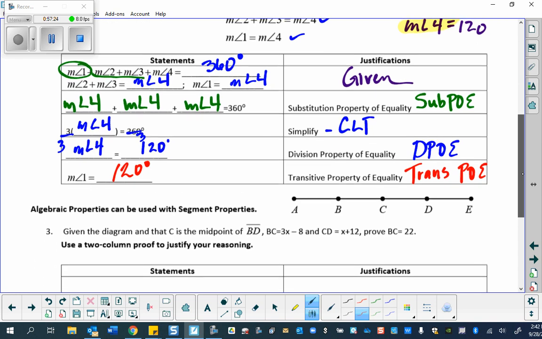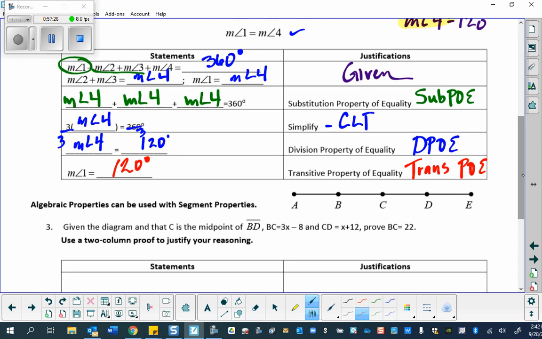So when you're doing a proof, what you're doing is you're just proving to everybody, this is what I know, and this is how I know it, so nobody can argue with you.